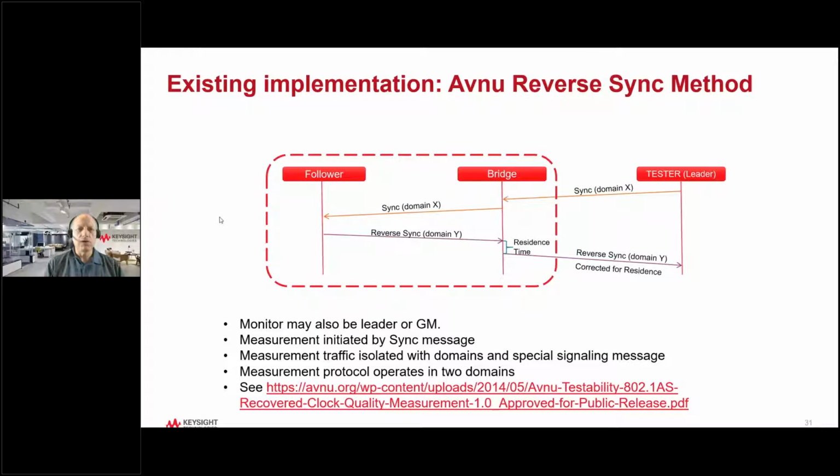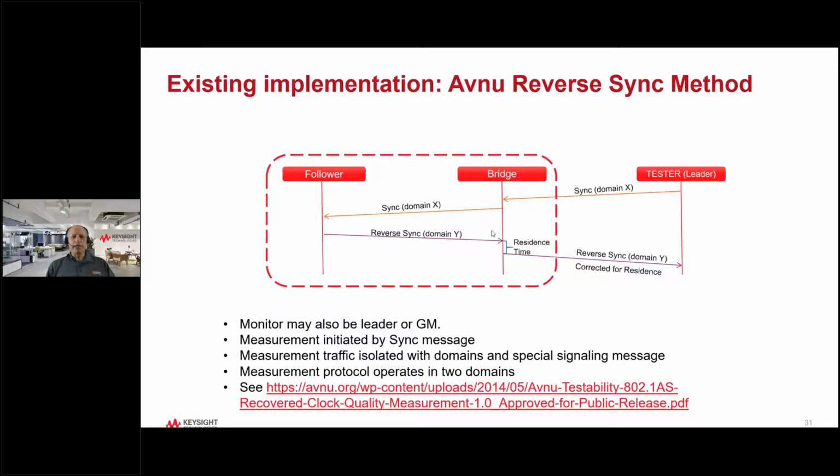There is a method for turning on or off the reverse sync in the follower, and then because it's just a standard sync message, a bridge, whether it be a TC or a BC, knows how to send it out. This assuming the bridge supports multiple domains, which in today's world there are many bridges that don't, but assuming you have a bridge that supports multiple PTP domains, it can do this. The monitor can also be a leader or the GM. It can be the same as the leader that sent the time, or it can be a different leader or GM. The measurement is initiated by the sync message.